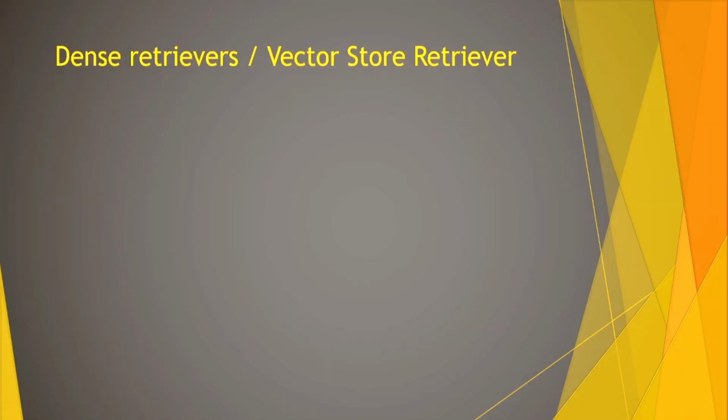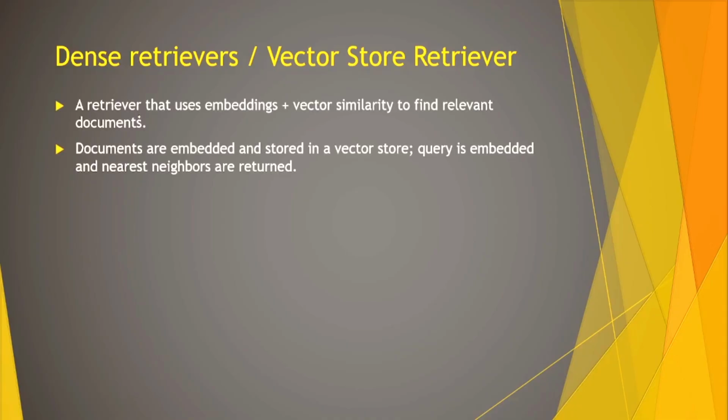So first one is dense retriever or vector store retriever. A retriever that uses embedding plus vector similarity to find relevant documents. Documents are embedded and stored in a vector store. Query is embedded and nearest neighbors are returned.